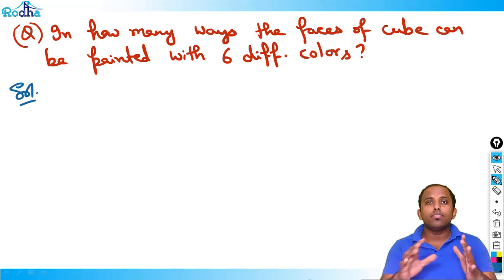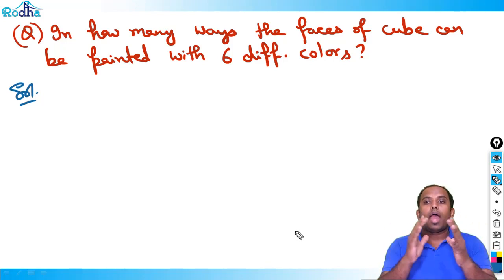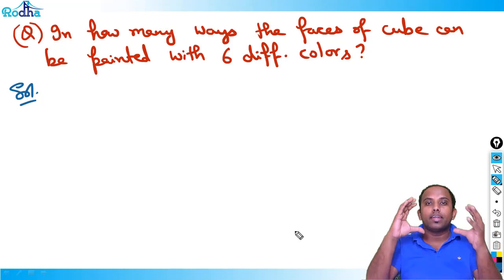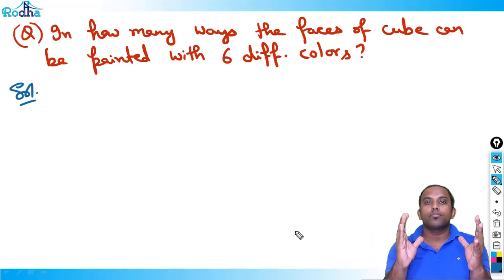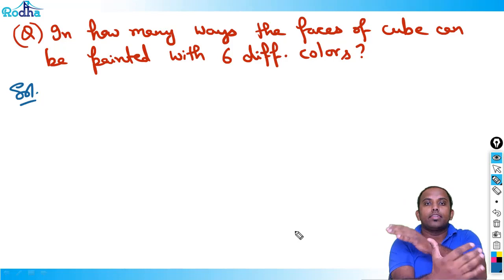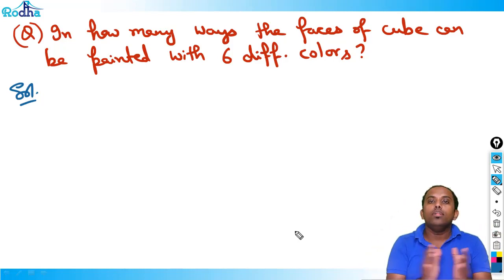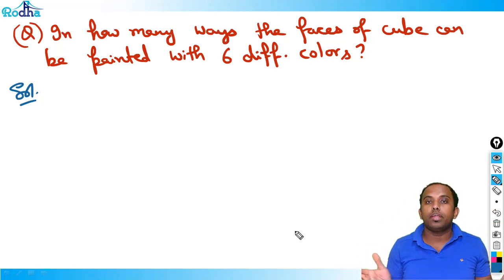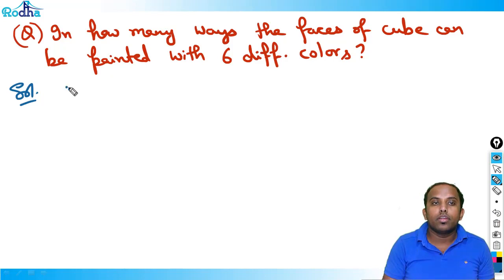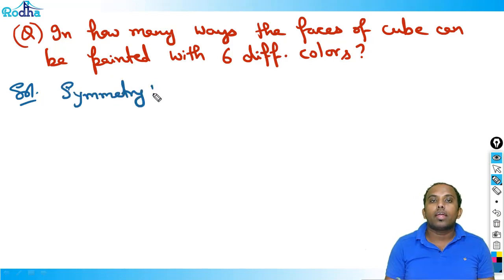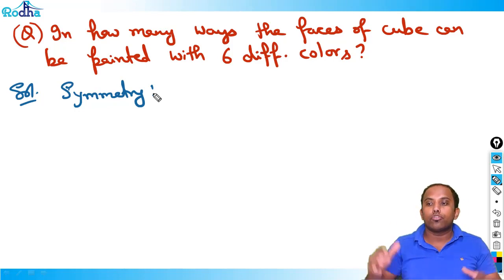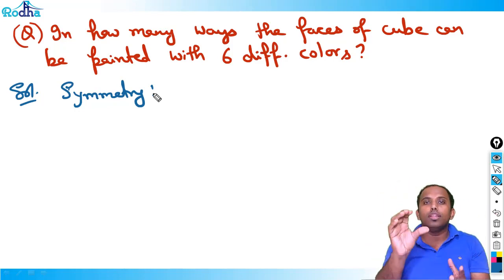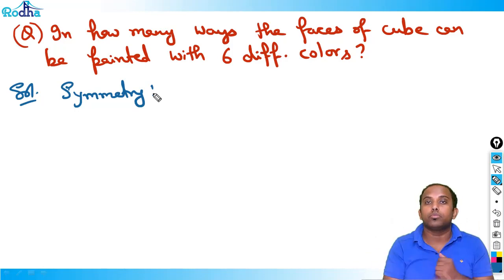Now visualize a cube. A cube is absolutely identical on all sides, right? I can turn the cube like this, like this, like this, like this, because all six faces are absolutely the same. So it's a kind of symmetry. I don't know from where to start, because if I keep a cube like this, all the faces look the same to me if it's a same colored cube.